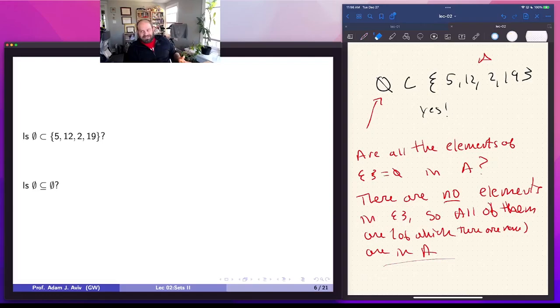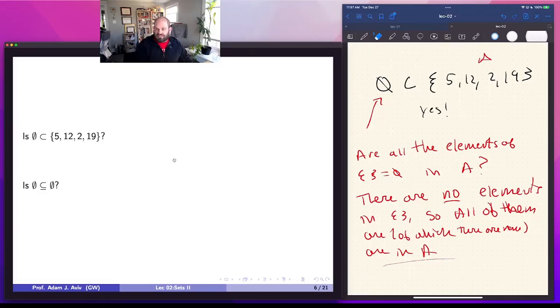So since all the elements in the empty set, of which there are none, so all the zero elements in the empty set, are in A, thus the empty set must be a subset of A, of this set. So the answer is yes. Or put another way, the empty set is a subset of every set. Because it's always going to be the case that none of the elements, or all of the non-elements, are in that set. So that's a nice corollary, that all sets have a subset that is the empty set.